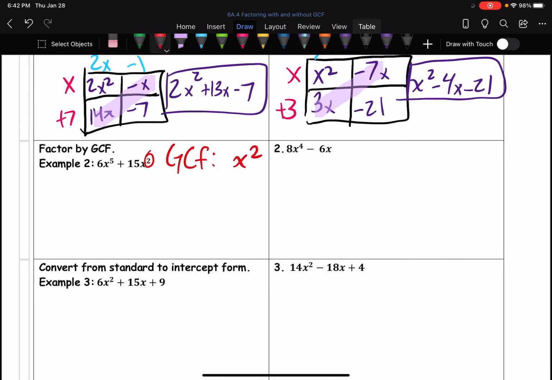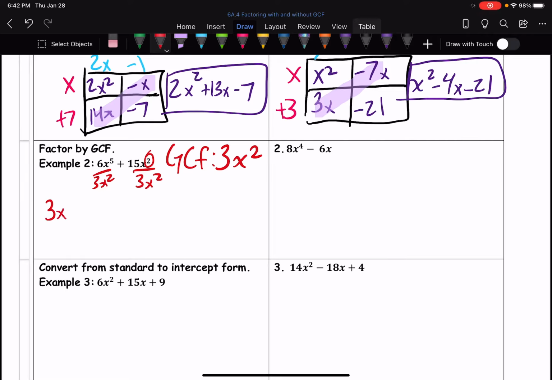Then we look at the coefficients. Look at your smallest coefficient first. We've got a 6 and we've got a 15. We look to see if 6 is a factor of 15. Unfortunately, 6 isn't a factor of 15, but we look for their common factors, which in this case is 3. So both terms are divisible by 3 and by x squared. So I'm going to divide both terms by 3x squared. Because when we're factoring using the greatest common factor, it's like doing the reverse of our distributive property.